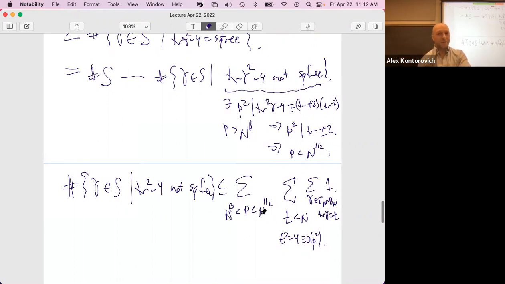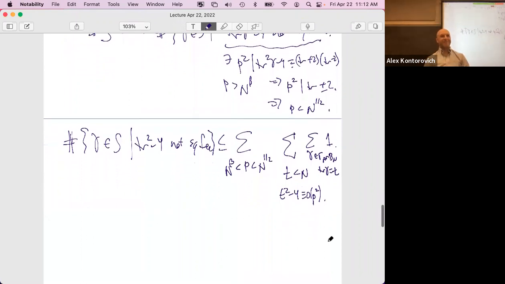Okay, so if we start with a prime of this order, we can look at all possible t's of size n, but those t's have to be plus or minus 2 mod p squared. Actually, t squared minus 4 has to be 0 mod p squared. And I'm grouping the gammas by the t's. Okay, so far so good. Yes. Now, how many matrices can have the same t?